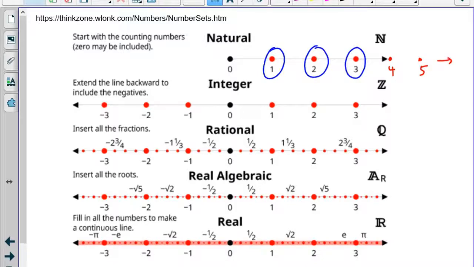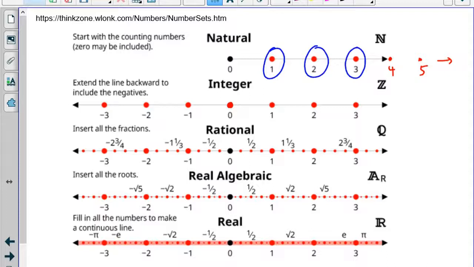Integers are likewise extending this line, basically mirroring the natural number line going backwards. So the integers are all of -1, -2, -3, 1, 2, 3, and so on. And it does include 0. So 0 is included in the integers.